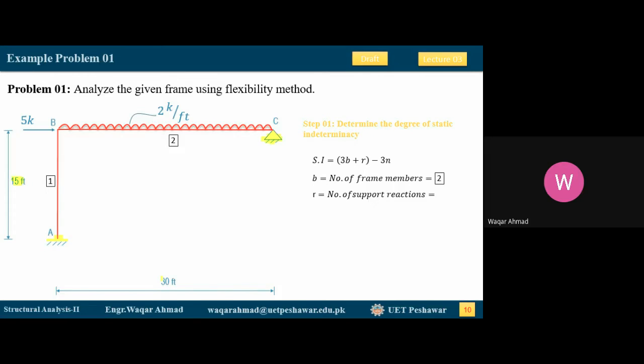What is r here? The number of support reactions. How many support reactions do we have? We have 3 support reactions at this support. Which are there? This vertical, this horizontal, and this bending moment. Right? These are the 3 support reactions at this point. How many support reactions do we have at support C? We have this vertical and horizontal. As it is a hinge, we don't have any moment here. So the total number of support reactions is 5.